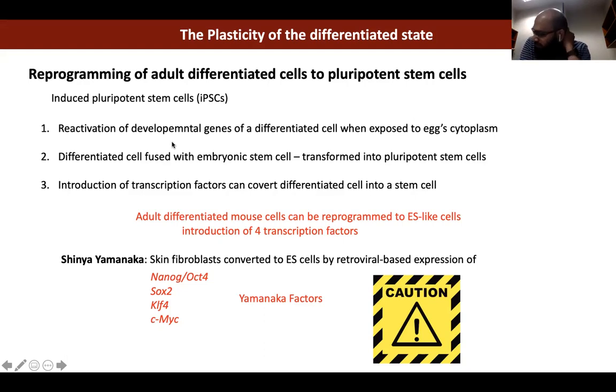And then we learned that if you fuse two different cell types, that would also change the differentiation state of one of the cell types. And if one of the cell types, the recipient of the nuclear material, is an embryonic cell, then the somatic cell nucleus, or the somatic cell, is converted into a pluripotent stem cell. But then there is a third way of manipulating the differentiation state of cells, and that is by inducing the pluripotency, or inducing the pluripotent stem cell state.